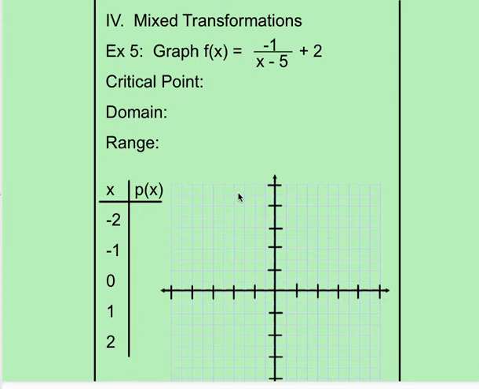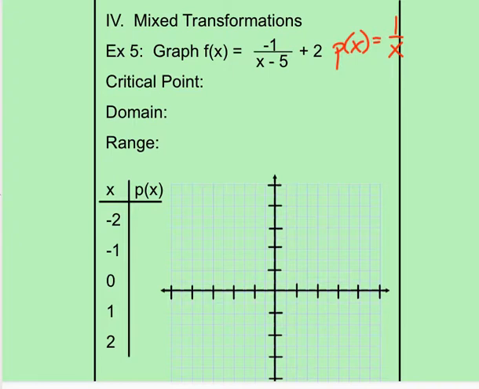In our last video, we are going to be combining reflections and translations and see how that affects our graph. First, identifying our parent function. In this case, we've got the inverse function or the hyperbola. When we've got the x in the denominator, I still identify a critical point, but this time what the critical point tells us is what the asymptotes are.